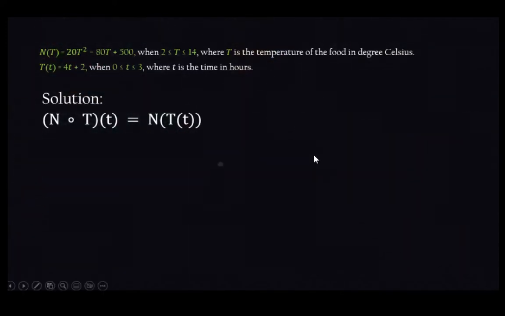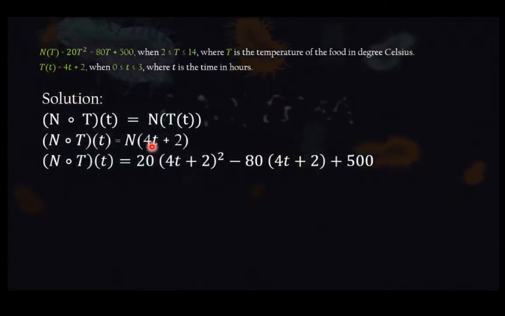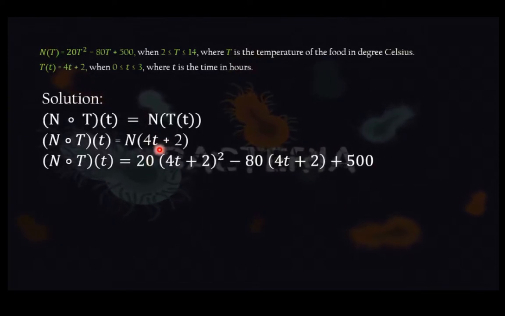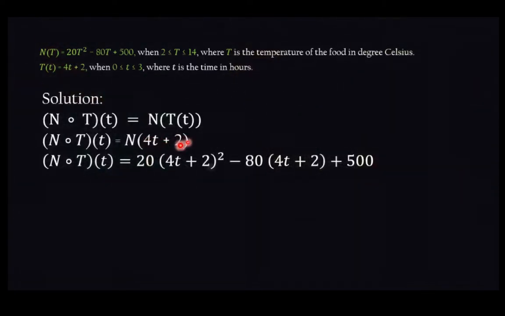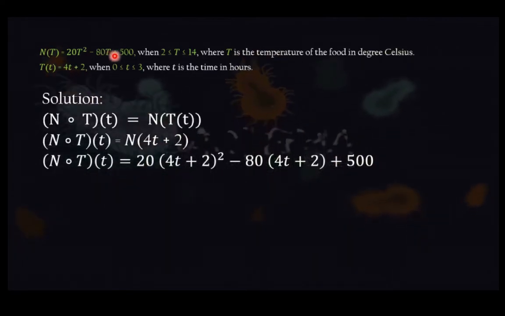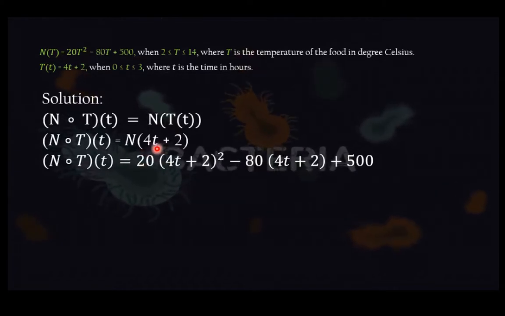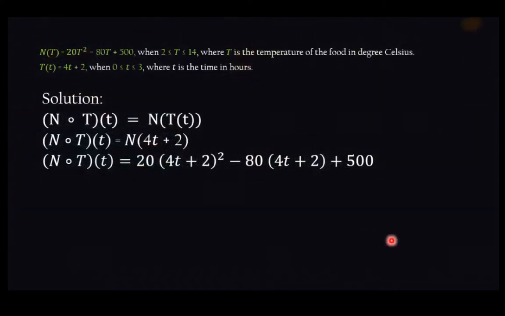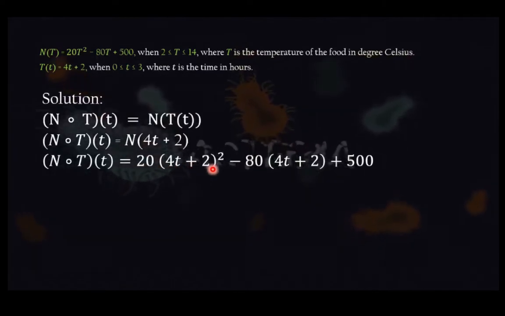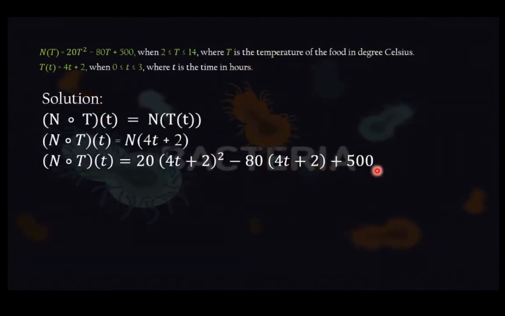So, we have 20T. What we did here is we plugged in the temperature in our original equation, 20T squared minus 80T plus 500. We just plug in 4t plus 2 for capital T. That is why it became 20 times 4t plus 2 quantity squared minus 80 times 4t plus 2 plus 500.